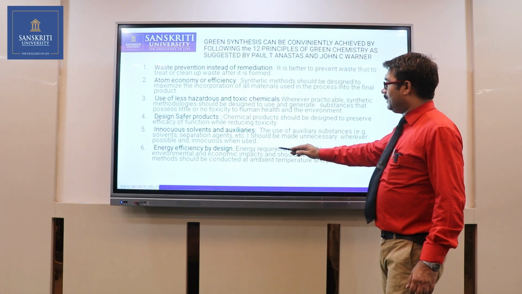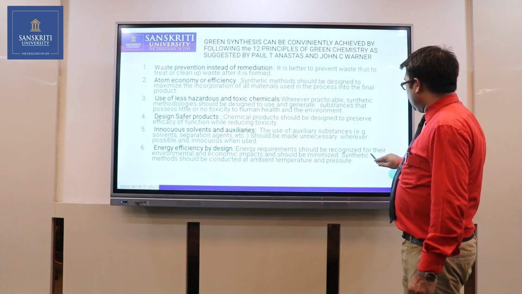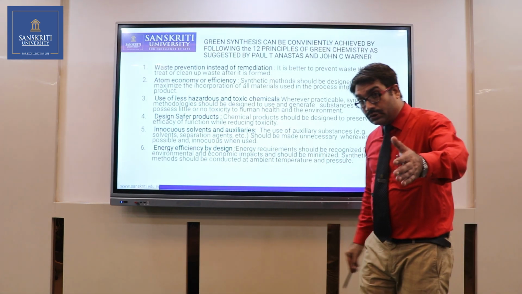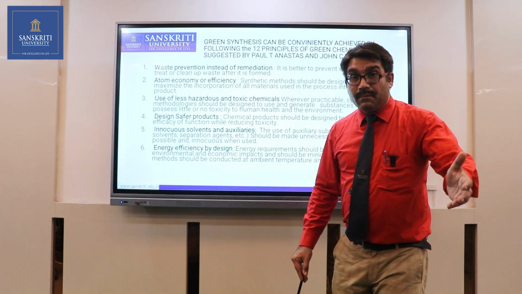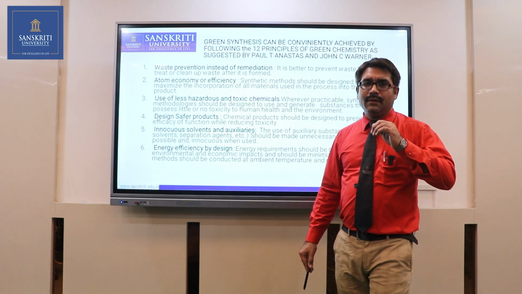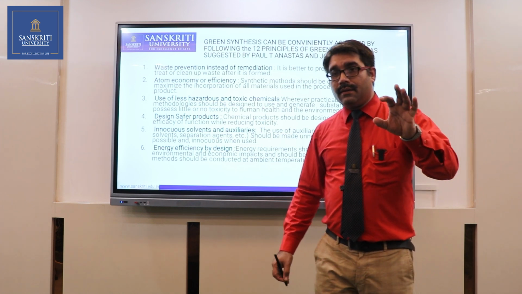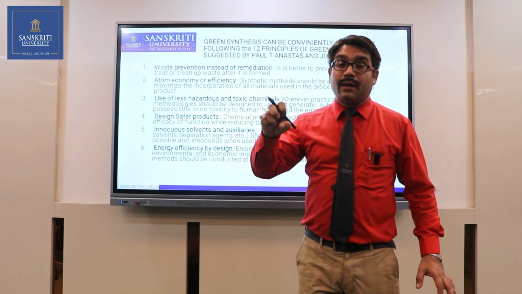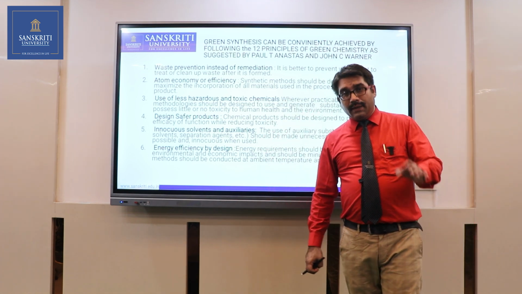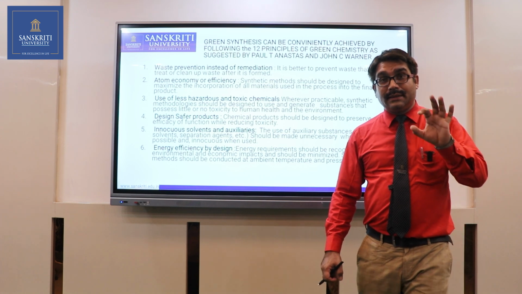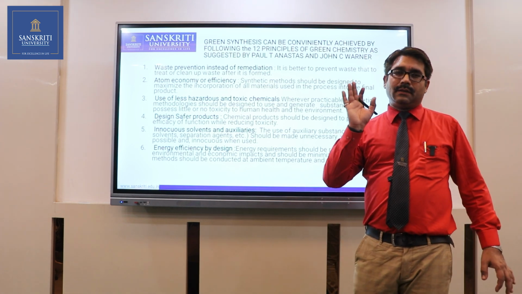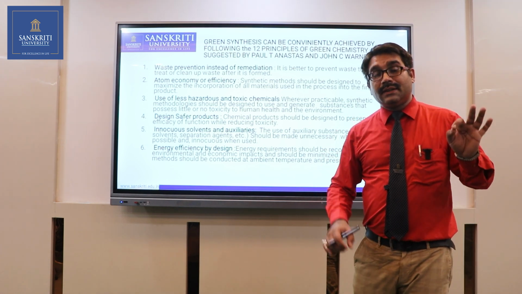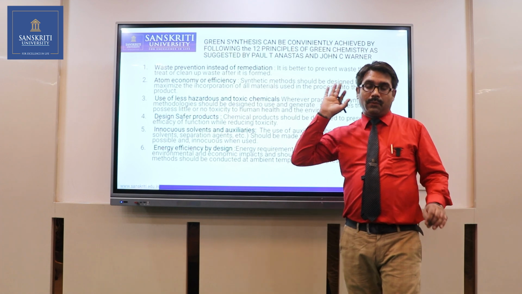Energy efficiency by design. Energy requirements should be recognized for their environmental and economic impacts and should be minimized. So, this should be minimized by the use of techniques like microwave. Microwave does not work for all chemical compounds. It works only for polar compounds. If they have a polar group, then a microwave reaction is possible. If they are non-polar compounds, then it is inert to microwave.